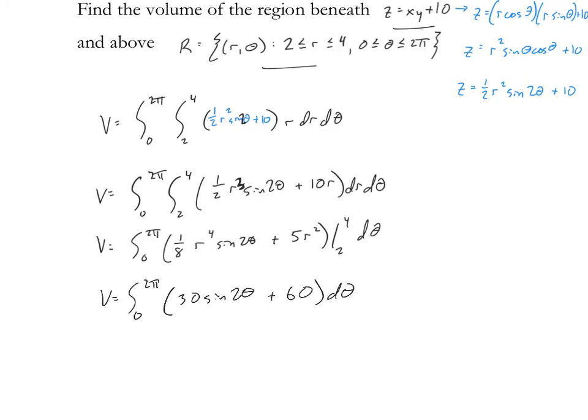Finally, the last step in this integration is to integrate our sine 2 theta. That would be negative 1/2 cosine 2 theta. So that 30 turns into a negative 15 cosine 2 theta plus 60 theta. And that gets evaluated from 0 to 2 pi. And when the computation of this one is all said and done, we have 120 pi as the volume of that region.